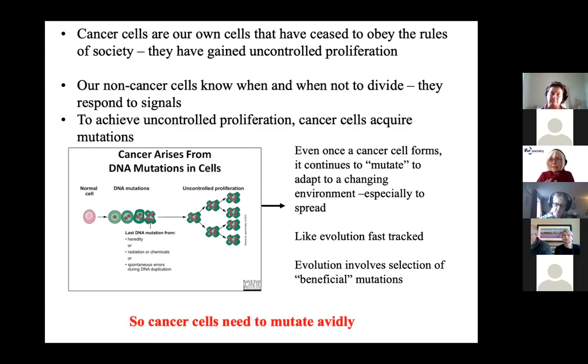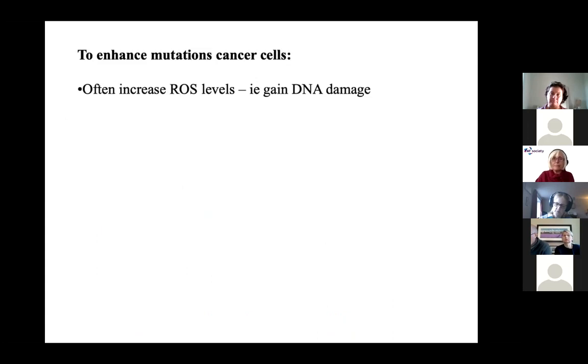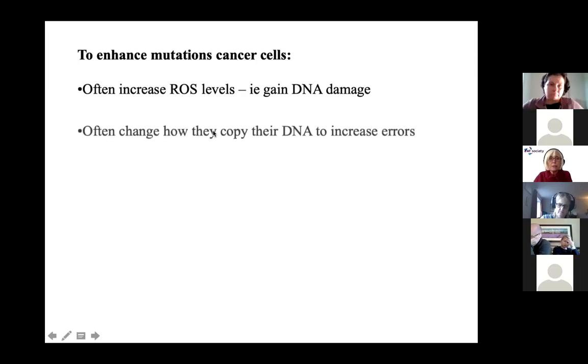So cancer cells need to mutate avidly. You can almost say they're addicted to mutagenesis. So to enhance mutations, cancer cells can do several things. They often can increase their levels of DNA damage. Remember the reactive oxygen species, the little byproducts of our own metabolism that form DNA damage. So sometimes they'll increase the levels of oxidative, of ROS damage.